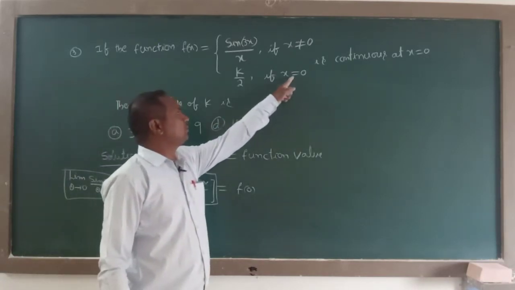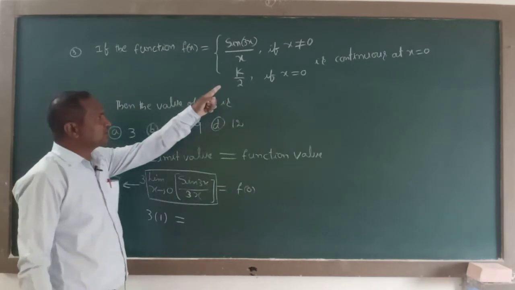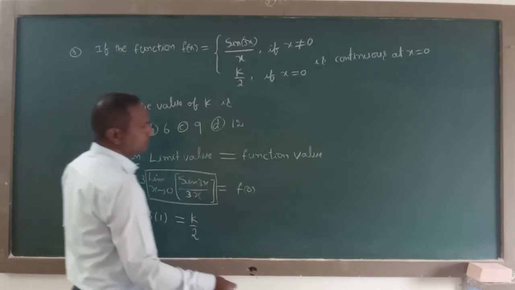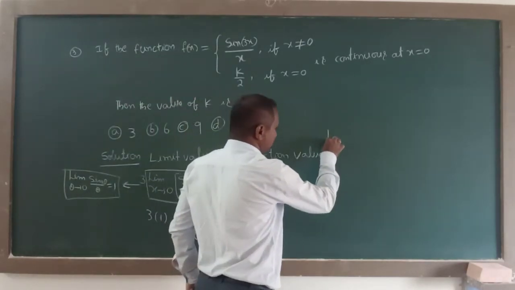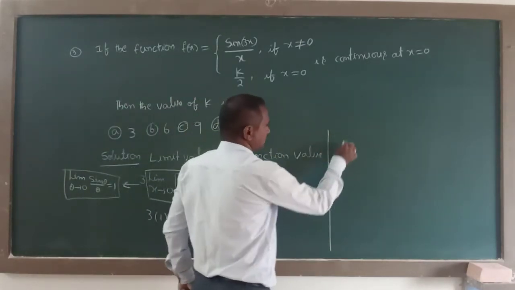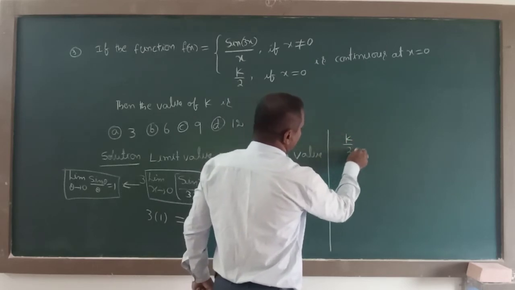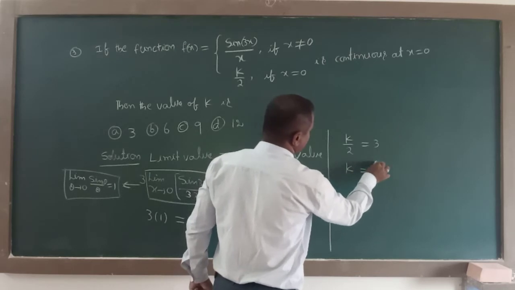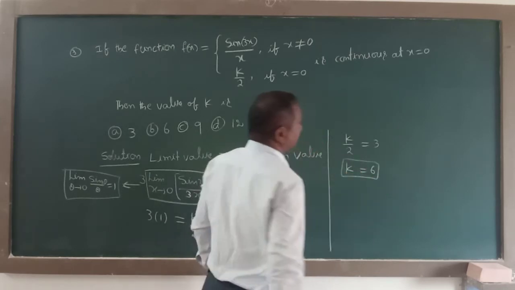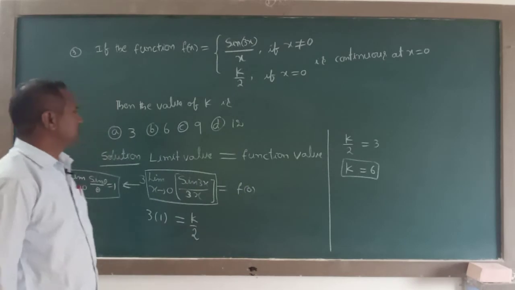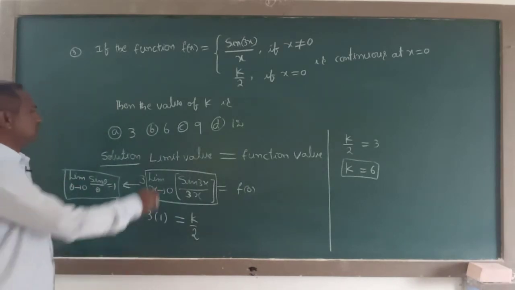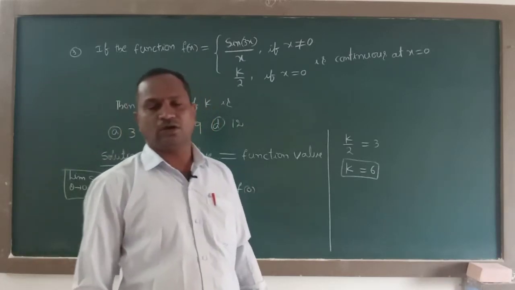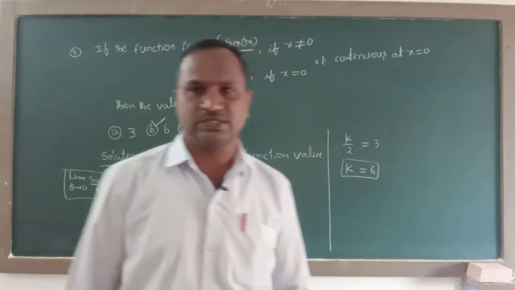Corresponding to x equal to 0, the value they gave here is k by 2. Or we can write k by 2 is equal to 3. On taking cross multiplication, k is equal to 6. 6 is the correct answer for this question. That's why 6 is allotted to the second option. Second is the correct option, or correct answer, for this question.